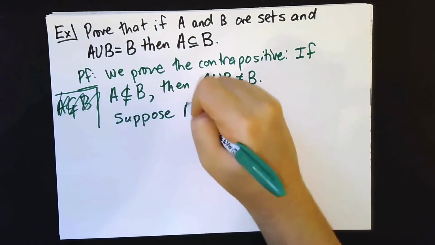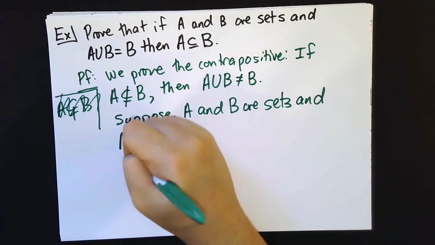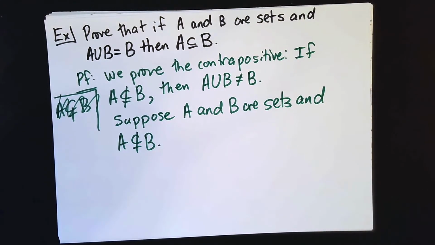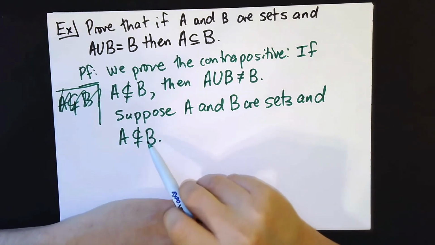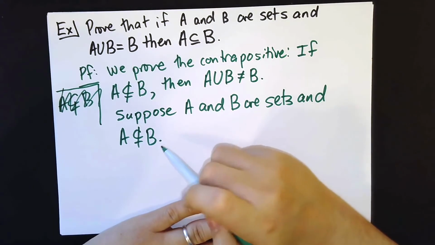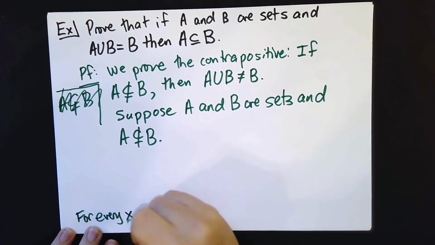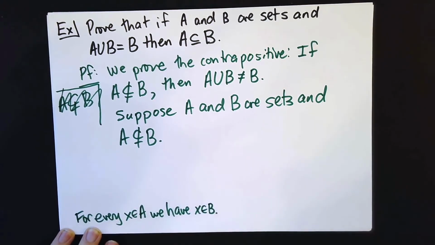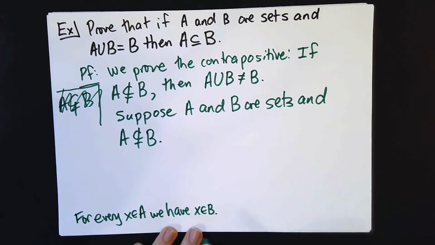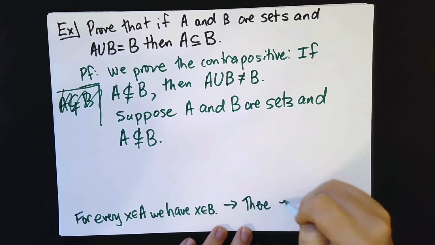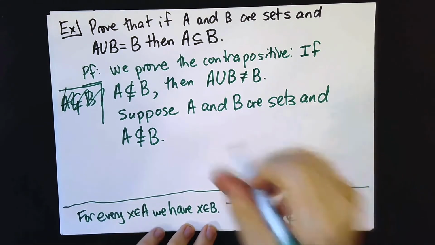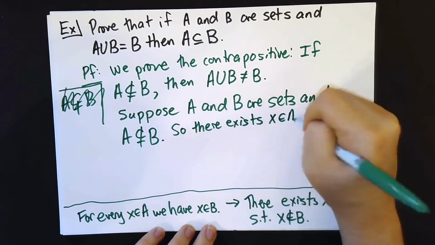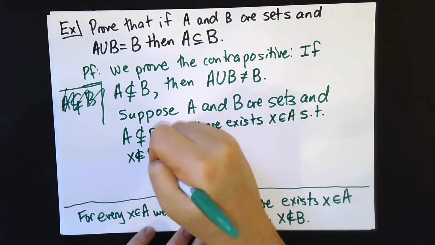Okay, so let's suppose A and B are sets, and A is not a subset of B. Here is where we get to practice our skills about negation. So A is not a subset of B. Well, what does A is a subset of B mean? A is a subset of B means for every x an element of A, x is also an element of B. So A is not a subset of B means you negate all of that. And so this becomes there exists x in A such that x is not an element of B. So let's spell that out. There exists x in A such that x is not an element of B.